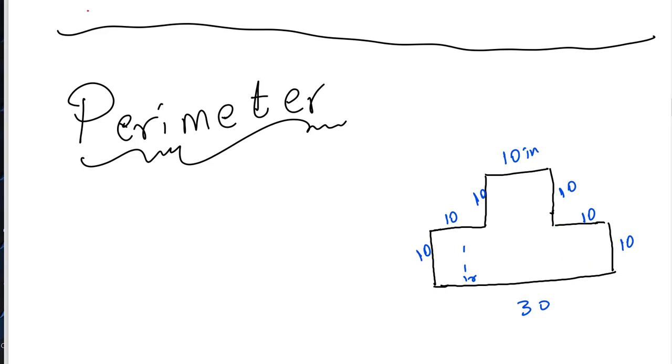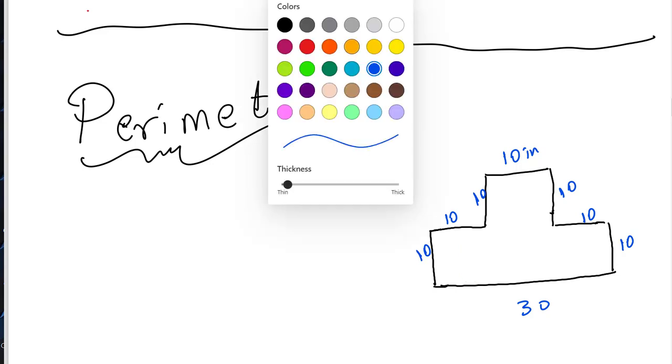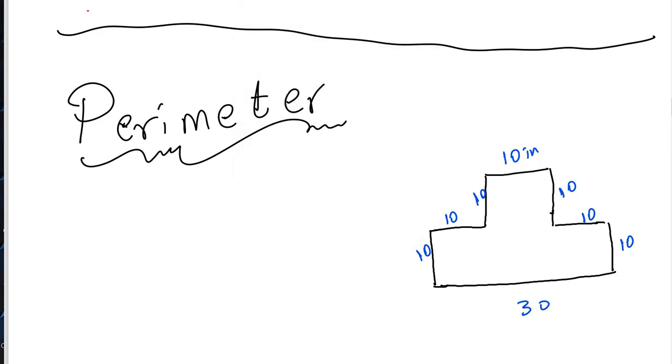How to find the perimeter here? We go around the shape. So I go around the shape, start from any of these numbers and go around it. I will start with the 30 and add 30 plus 10 equals 40, plus 10 for 50, plus 10 60, plus 10 70, plus 10 80, plus 10 90, plus 10 100, and do not repeat the 30.